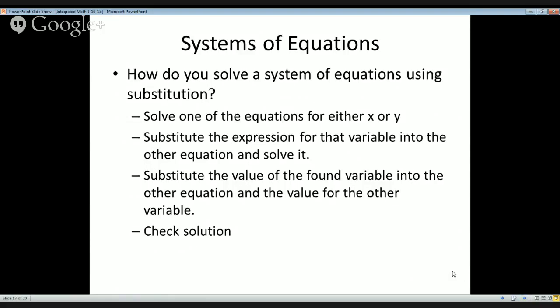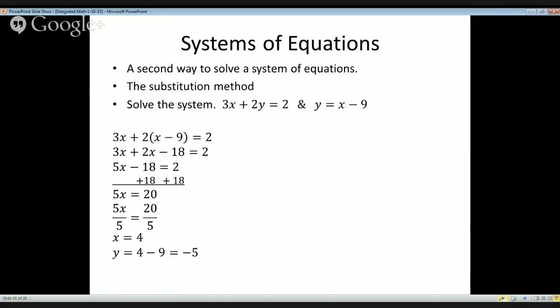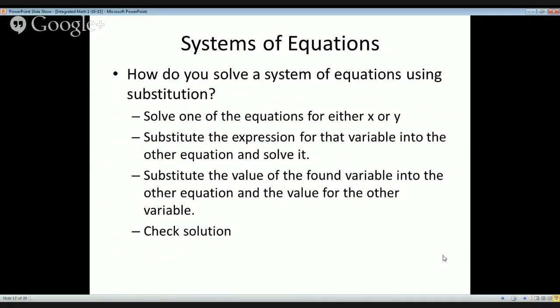So, what are the steps to solving a system of equations using substitution? The first thing you have to do is solve one of the equations for either x or y. In the previous sample, one of the equations was already solved for y. But if it's not, then just go ahead and solve one of them for y or x. It doesn't make a difference. It can be one or the other. Substitute the expression for that variable into the equation and then solve it.